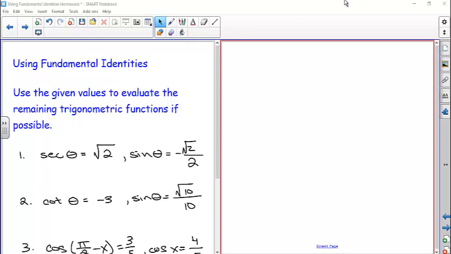Okay, so here we go. This is using fundamental identities 5.1. So the first group, we are to use fundamental identities to find the remaining functions if possible.